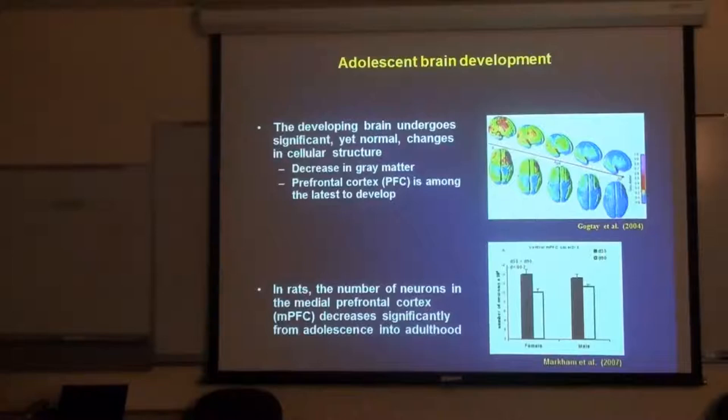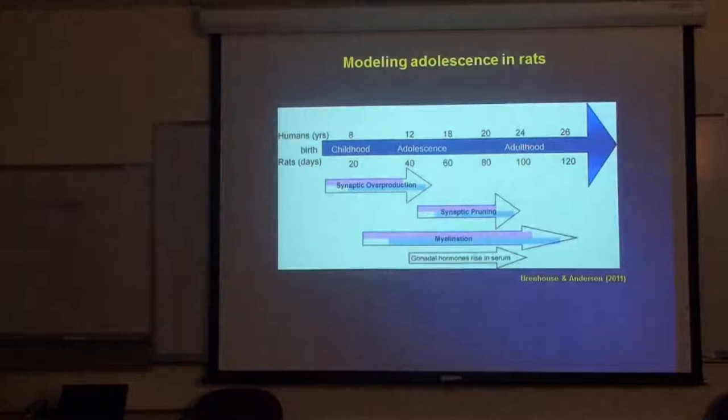showing that the number of neurons changes dramatically in an area like the prefrontal cortex in both males and females as they age. So we can use animals to model adolescence, and this schematic diagram is trying to give you a sense for rat age and human age and how they might relate to one another.